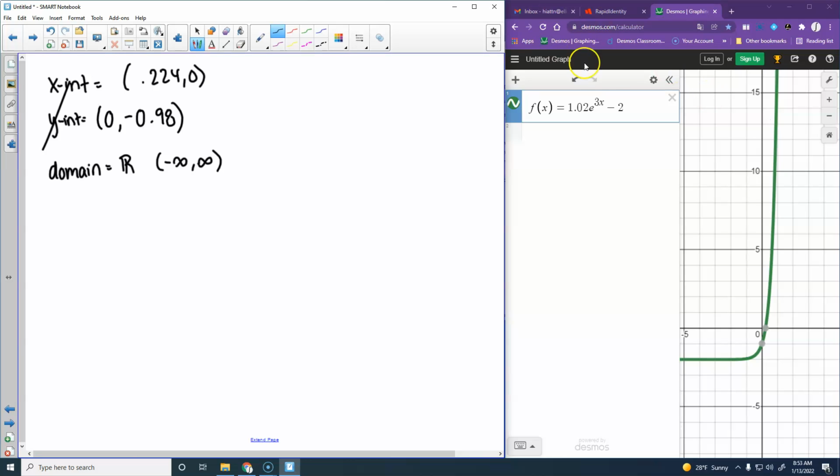But you can plug any number into this. You could plug in 1 gazillion for x, and it's going to give you a really huge, giant number that you probably won't even have a name for. But you can plug anything in. So domain for exponentials is always all real numbers. Our range, however, is restricted.